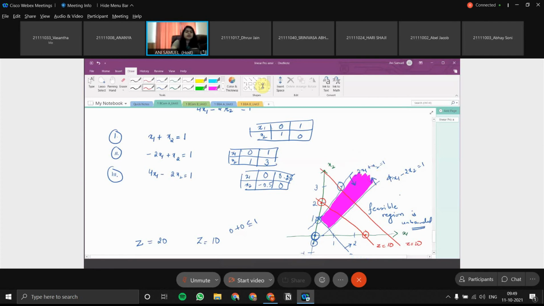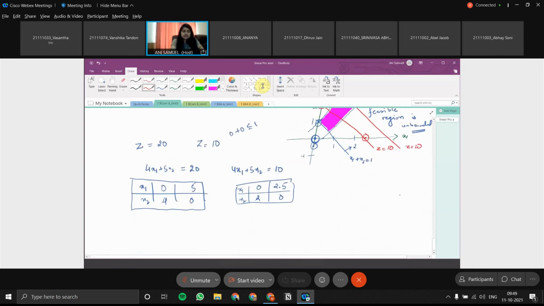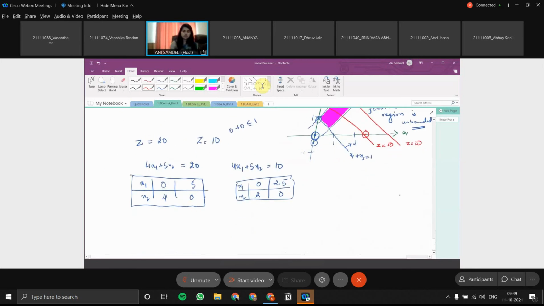Yes, ma'am. Every time, as higher values for Z I take, it is always covering my feasible region. So in such cases, we will say that our solution is unbounded. We cannot specify a particular value.